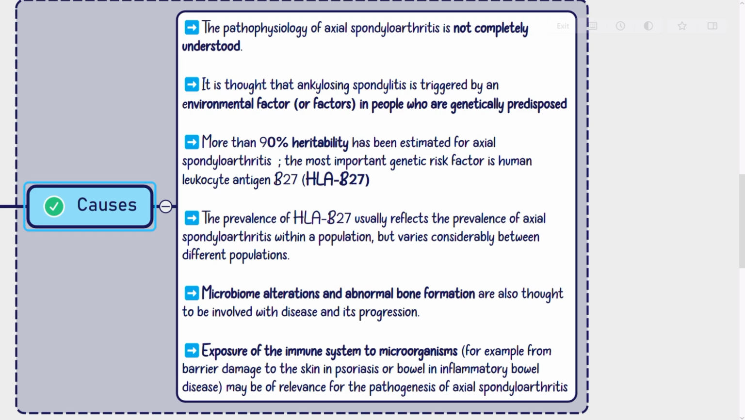The prevalence of HLA-B27 usually reflects the prevalence of axial spondyloarthritis within a population, but varies considerably between different populations. Microbiome alterations and abnormal bone formation are also thought to be involved with disease and its progression. Exposure of the immune system to microorganisms, for example from barrier damage to the skin in psoriasis or bowel in inflammatory bowel disease, may be of relevance for the pathogenesis of axial spondyloarthritis.